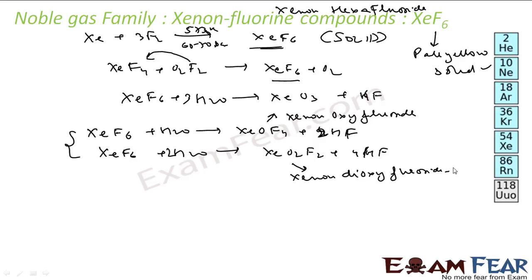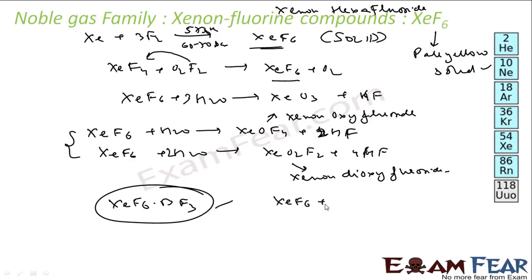Okay, and it forms adduct with Lewis acid. So XeF6 BF3 kind of thing it will form. It forms adduct. Like other xenon fluoride compound, it reacts with hydrogen. So we have XeF6, you react with hydrogen, it will form same compound, that is HF, and xenon is back.